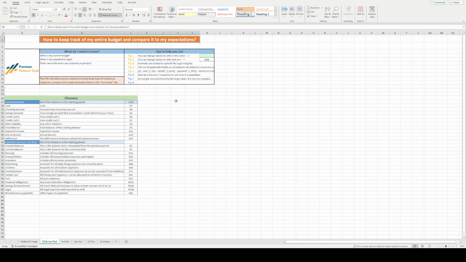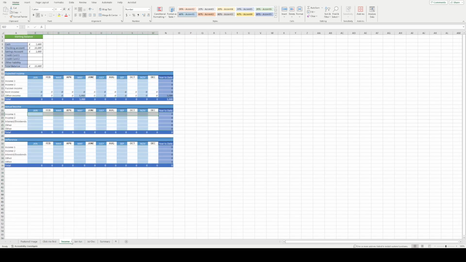The question that this file answers is how to keep track of my entire budget and compare it to my expectations. Perfect. What do I need to know? Here are some helpful tips for you, the glossary in case something is unclear, and the cells that the questions are from.